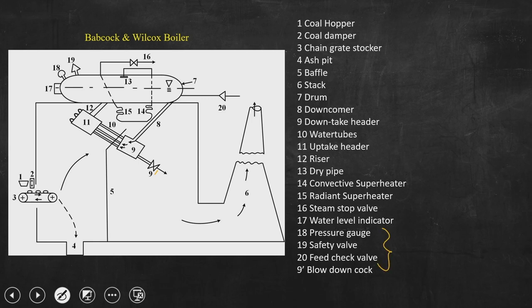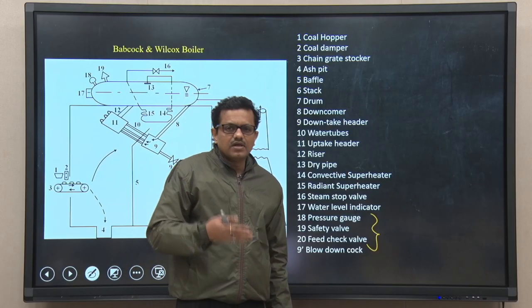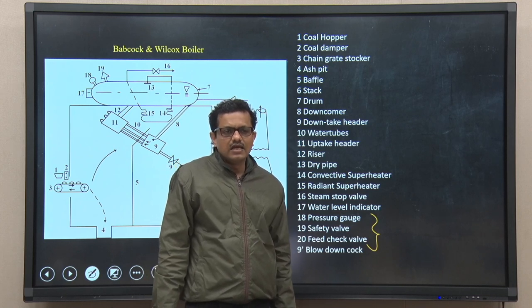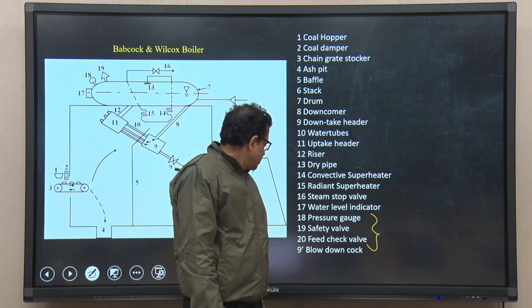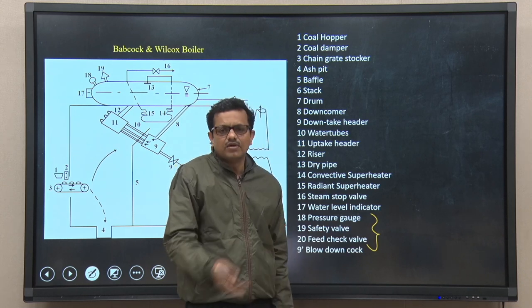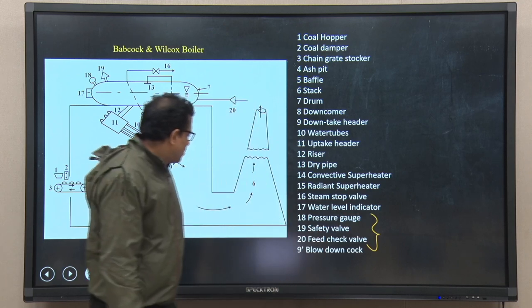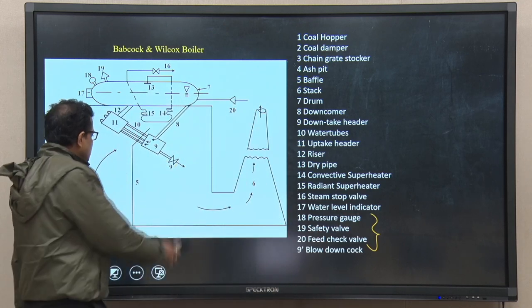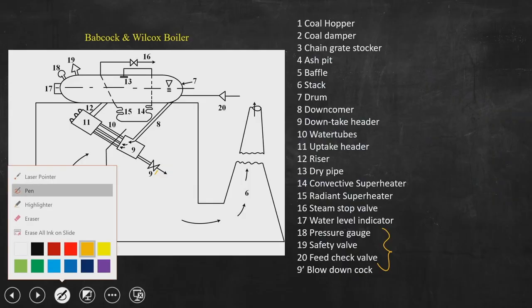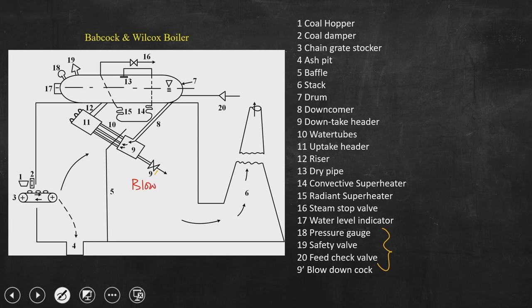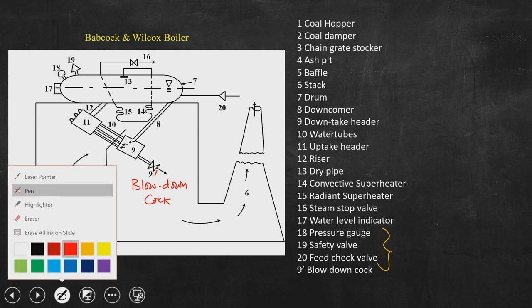I will discuss in one of the classes that there are two important terminologies. One is known as accessories, the other is mountings. So, the pressure gauge, safety valve, and feed check valve are common to all types of boiler. And lastly, 9 prime, that is the blow down cock. So, this is the blow down cock, 9 prime. So, let us briefly discuss all this, right.